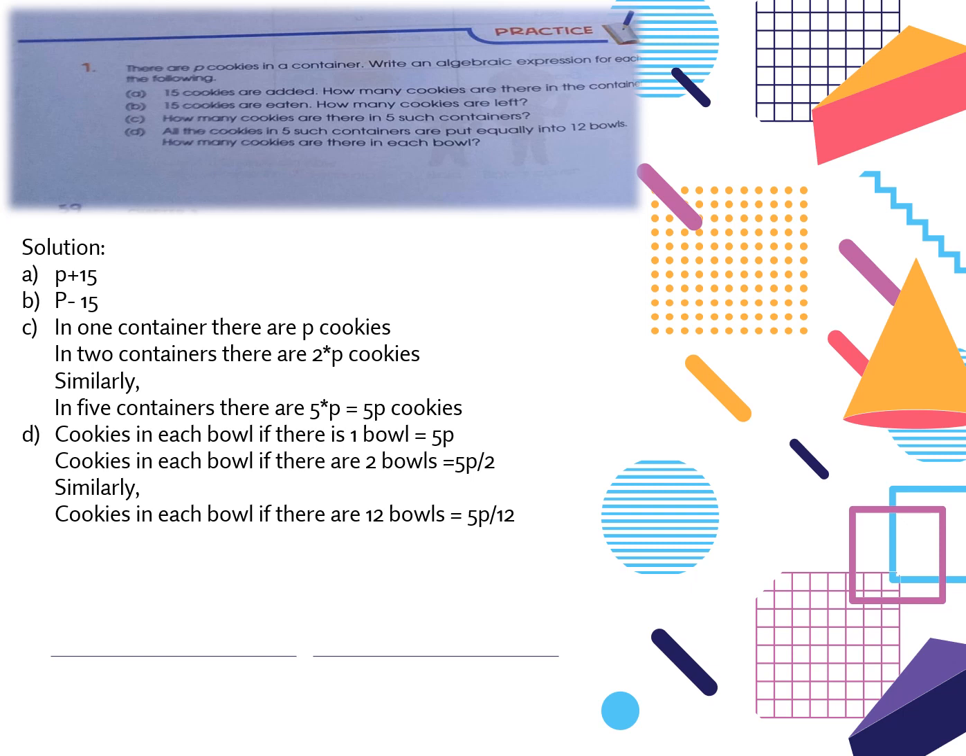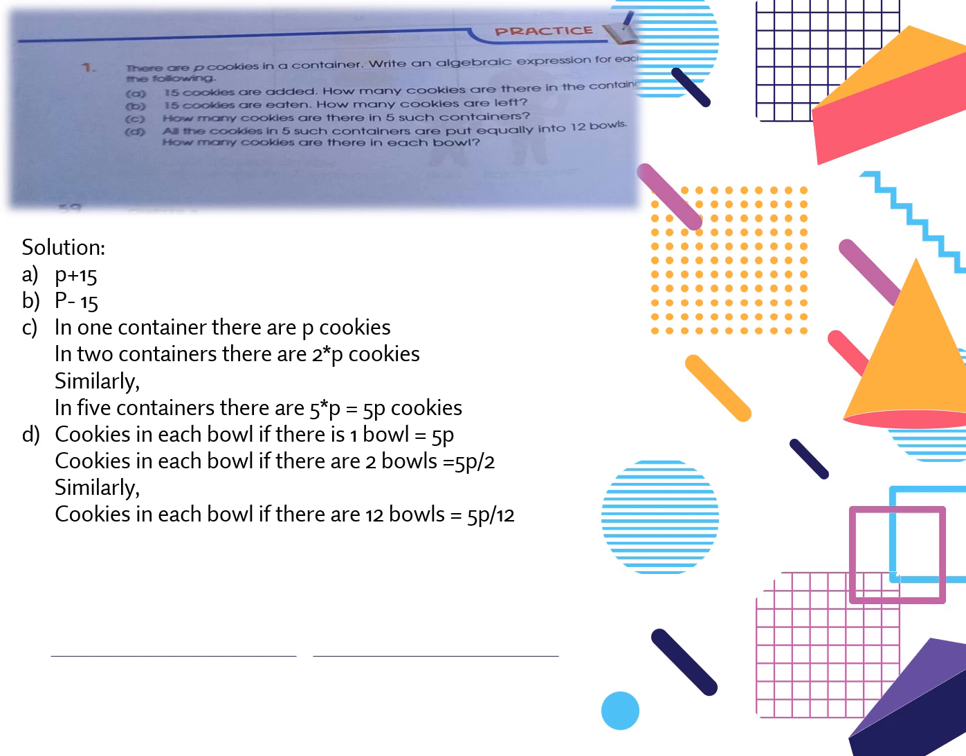Now 15 cookies are eaten means that there are no more. So we are going to subtract 15 from the original amount of cookies. So we can write it as P minus 15. Part C says how many cookies are there in 5 such containers.